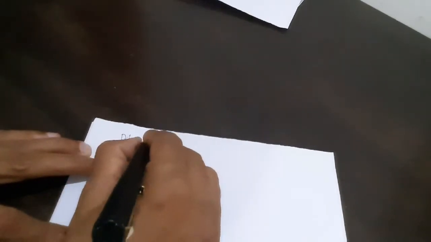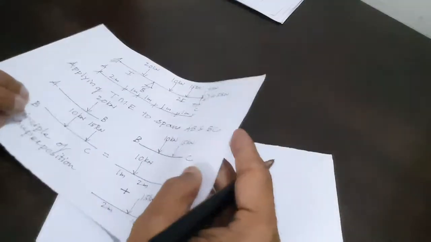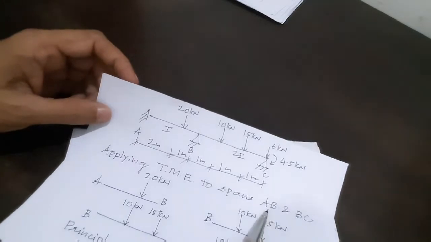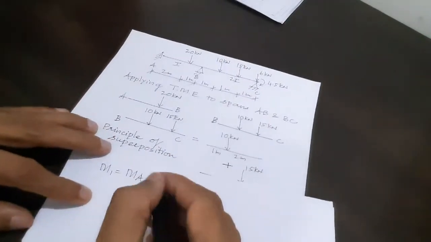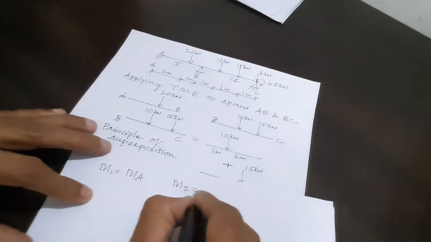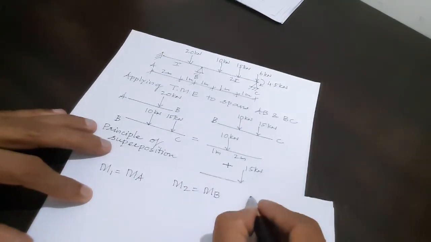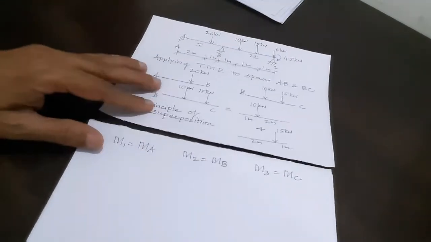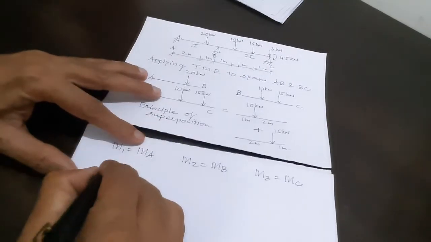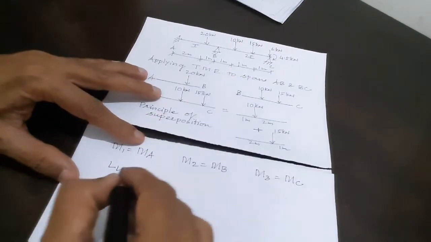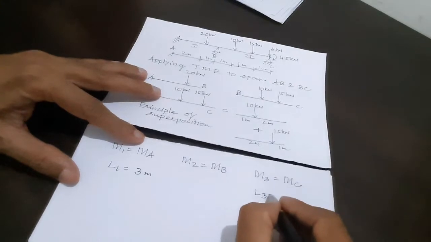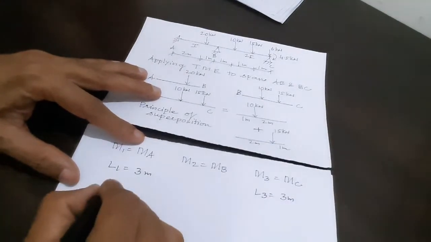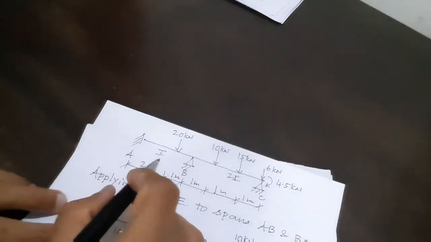Now applying, now what is M1? M1 is MA, because we are applying it to the portion of groundwork. Now let's come back to our original structure, applying three moment equation to spans AB and BC. So M1 is MA, M2 is MB, the middle moment is B, and the third moment is MC. I am applying to AB and BC. What is L1? L1, that is length AB, is 3 meters. What is L3? L3 is again 3 meters. What is I1? I1 is equal to I.